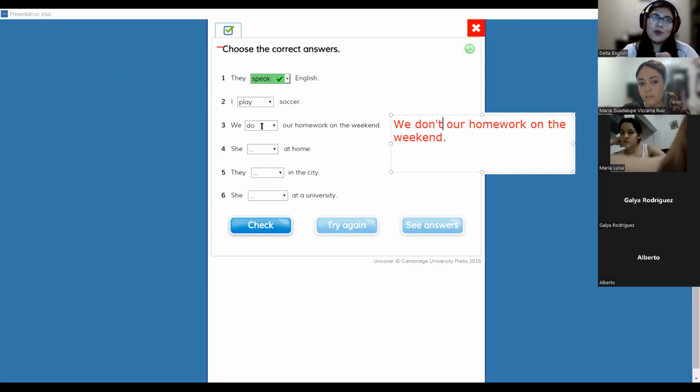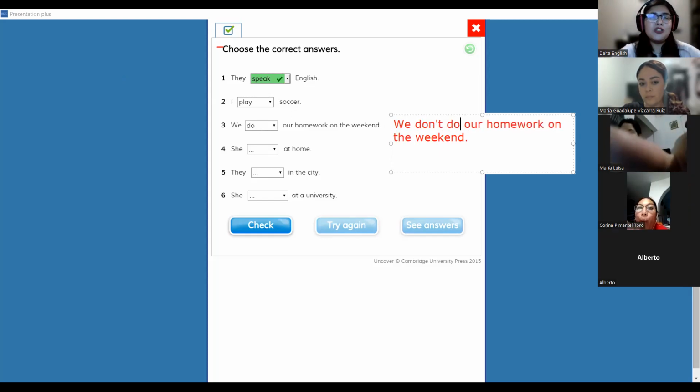Pero yo aquí tengo un verbo, el do. We don't do our homework on the weekend. ¿Ok? No importa si el verbo principal es do. No lo voy a quitar. Porque el don't, te hace cuenta que no existe. Solo está ahí para decir que no. So we would say we don't do our homework on the weekend.